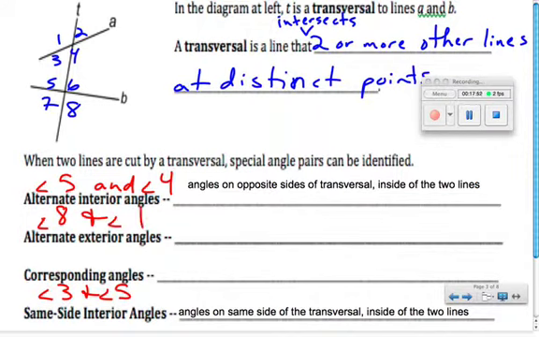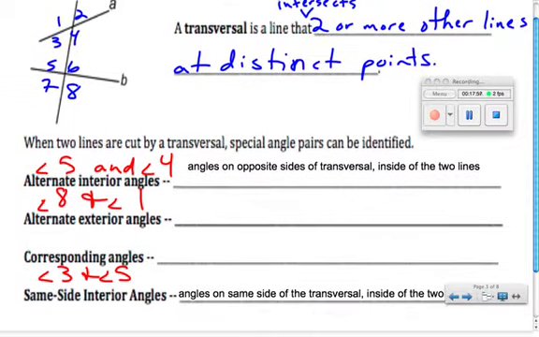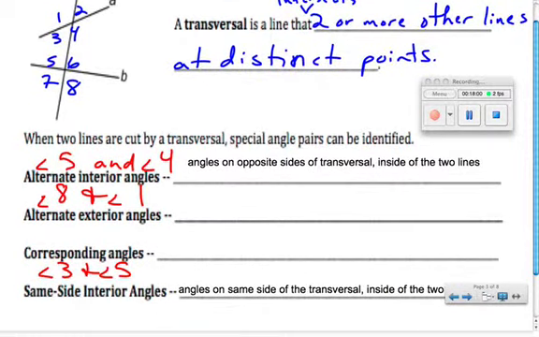And again, I don't want to cut the diagram out. If you had to communicate this to a friend, how would you describe those alternate exterior angles? Matthew? Angles on the opposite side of the transversal and outside of the two lines. Precisely, yes.